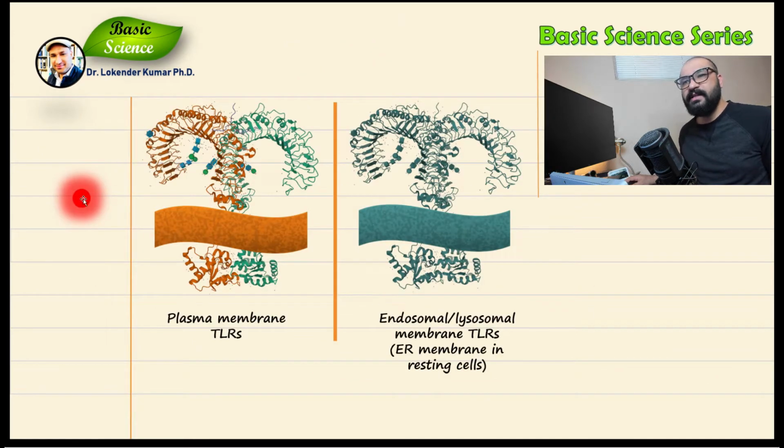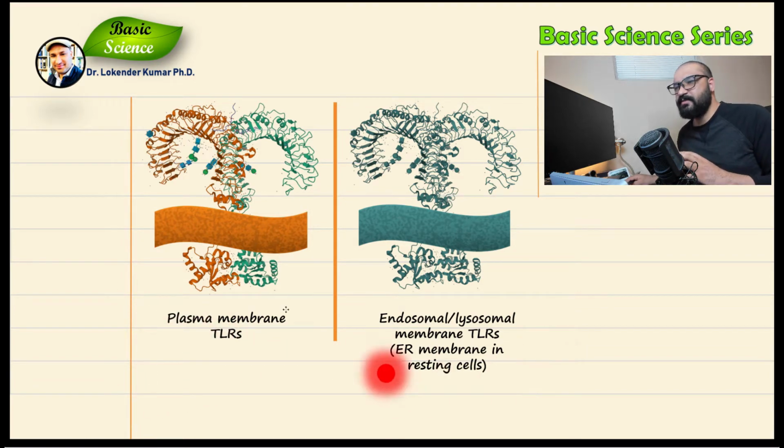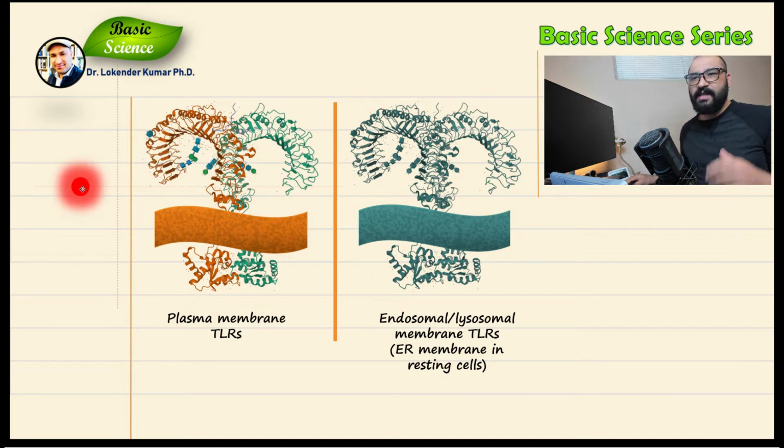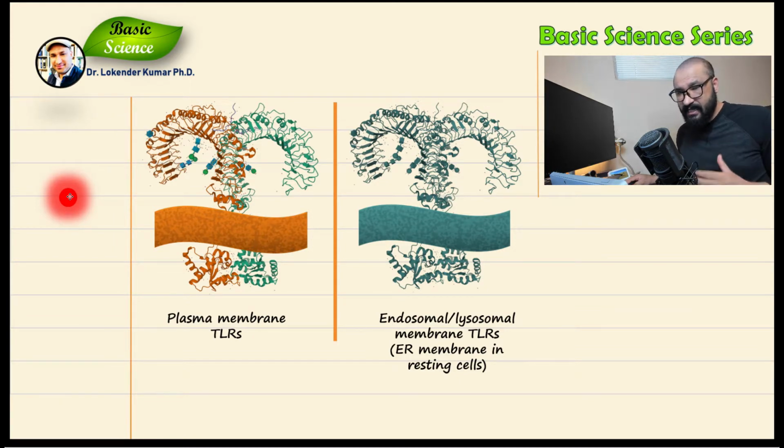Here in this slide, you can clearly see the zoomed-in structure of the toll-like receptor. Both the plasma membrane toll-like receptors and the endosomal toll-like receptors have the same mechanism, that is dimerization, where they form this M-shaped structure. I'm showing you when there is dimerization, and dimerization is initiated by a ligand, and there are specific ligands for specific toll-like receptors. Let's see what I have in the next slide.